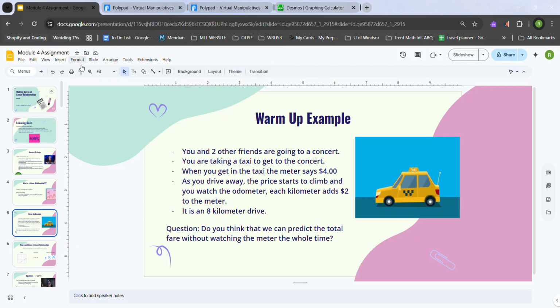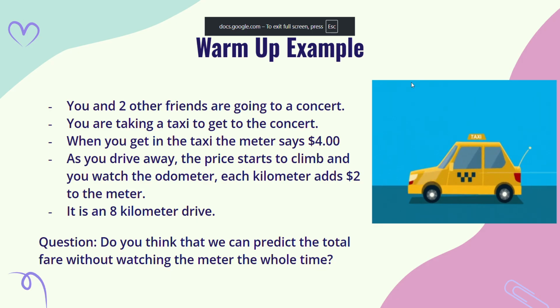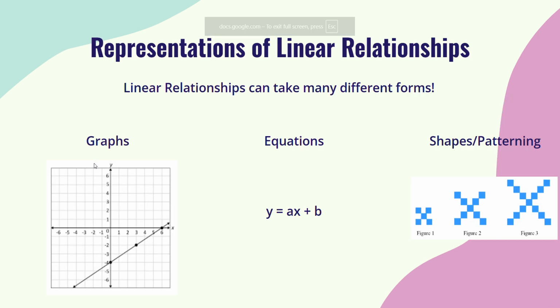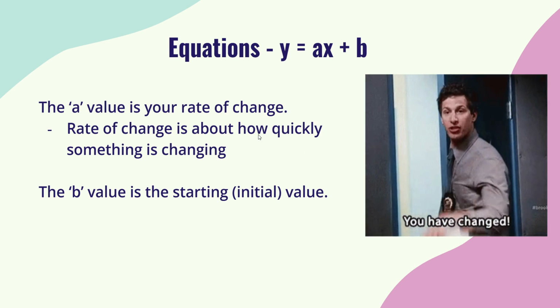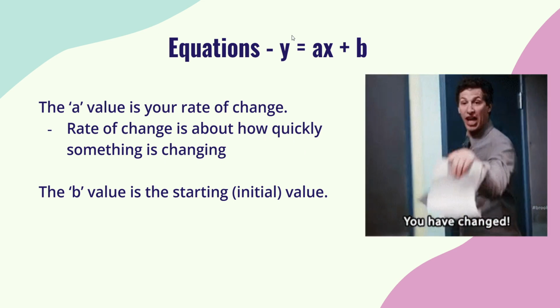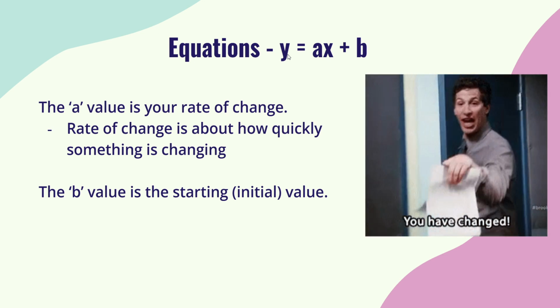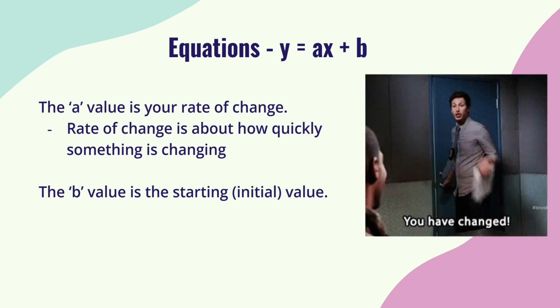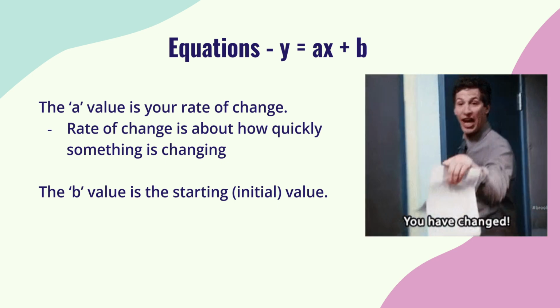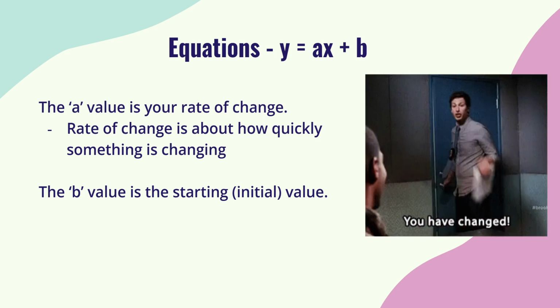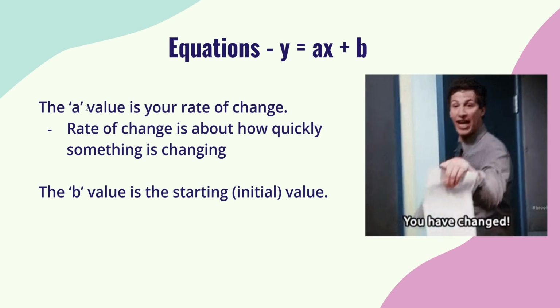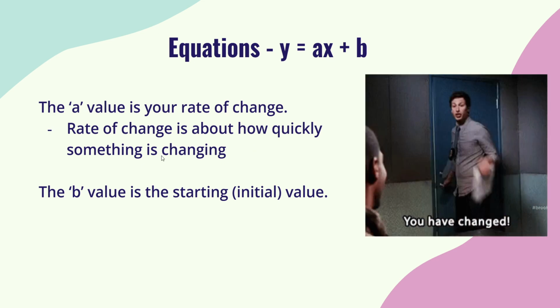Next, what we're going to look at is the different ways we can represent a linear relationship. So we saw the graph. Let's look at shapes and patterning and equations. So the first thing we're going to look at is equations. Linear relationships are in this form you see up here. And I know this is math class, but math includes letters, as we've talked about before. So a linear relationship is set up as y equals ax plus b.